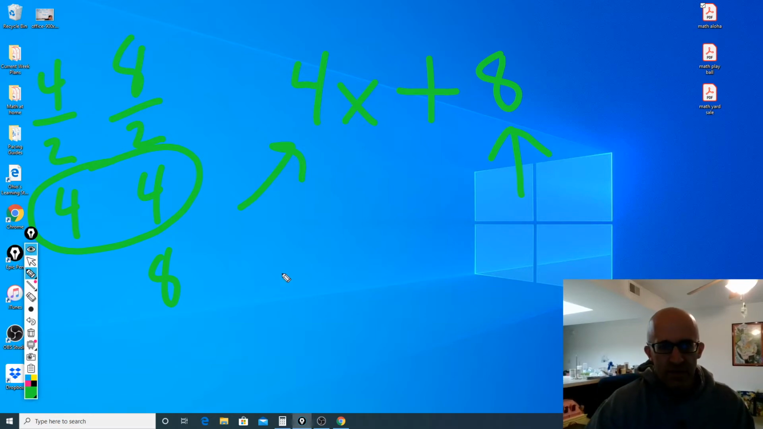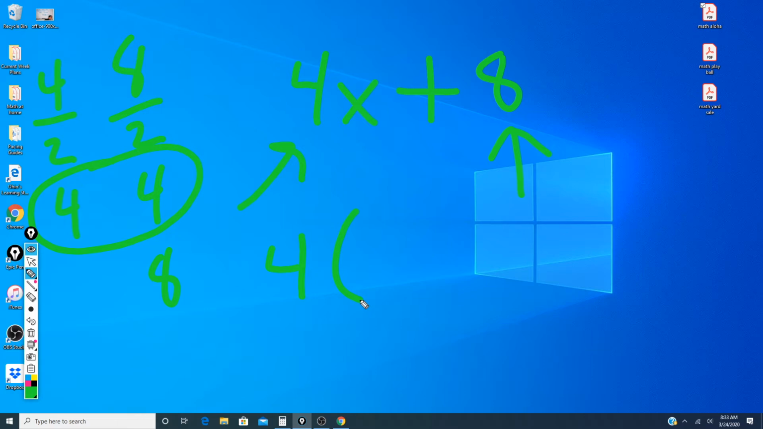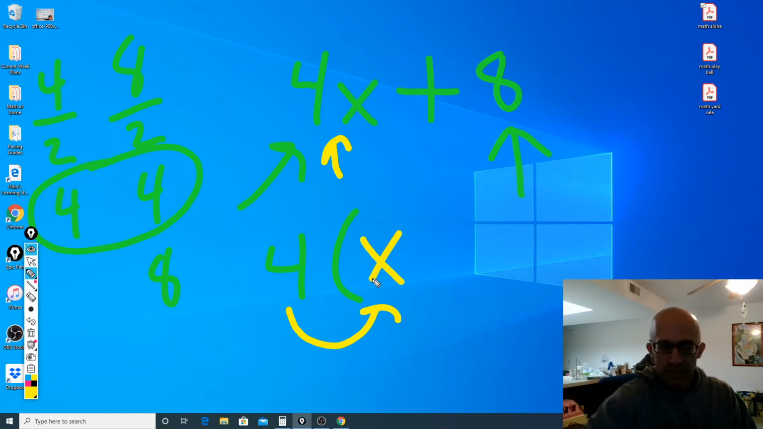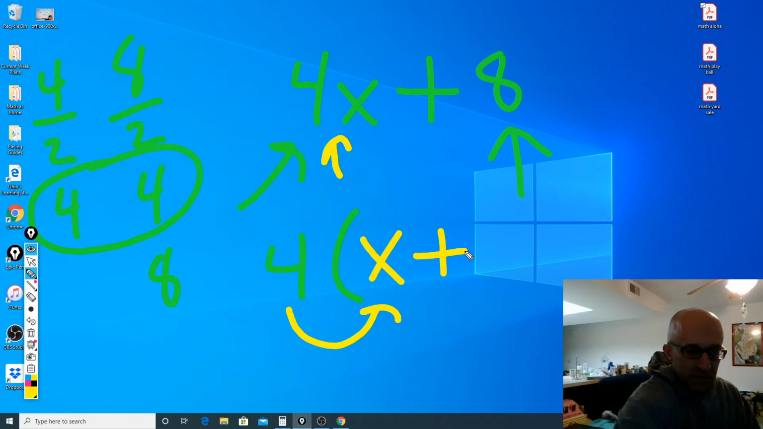So 4 is the greatest common factor. You set your 4 outside of your parentheses. And from there, you have to say to yourself, 4 times what is going to give you 4x? Well, 4 times x will give you 4x. Bring down that same sign right there. And then, 4 times what is going to give you 8? Well, 4 times 2 will give you 8.